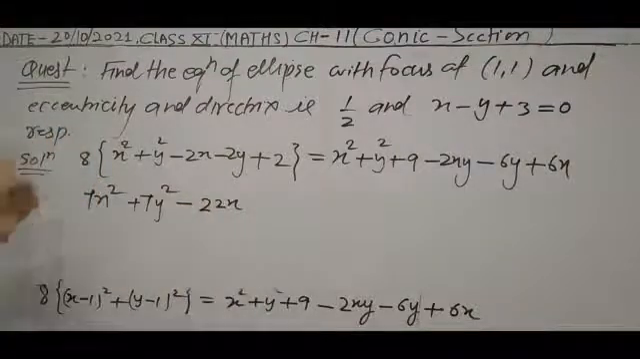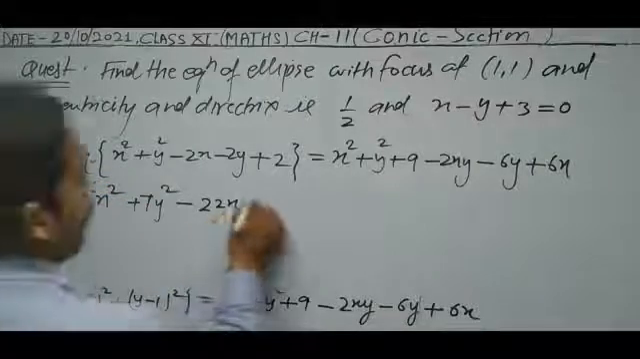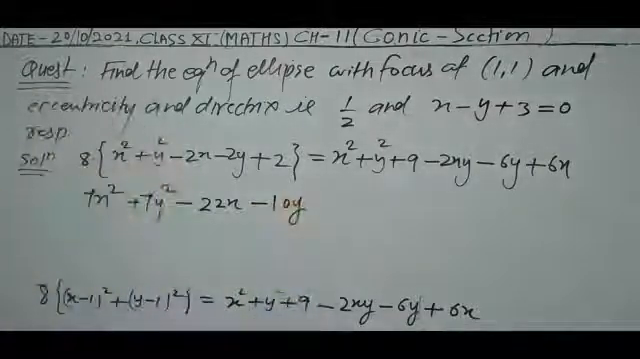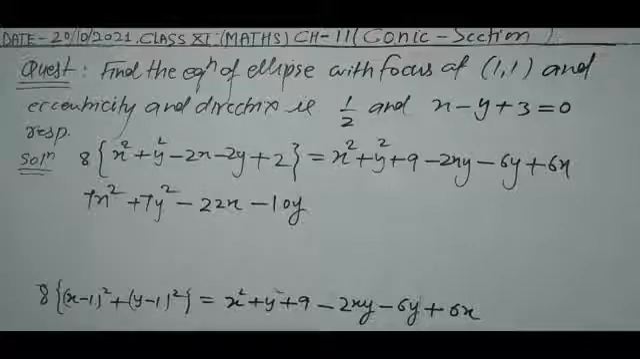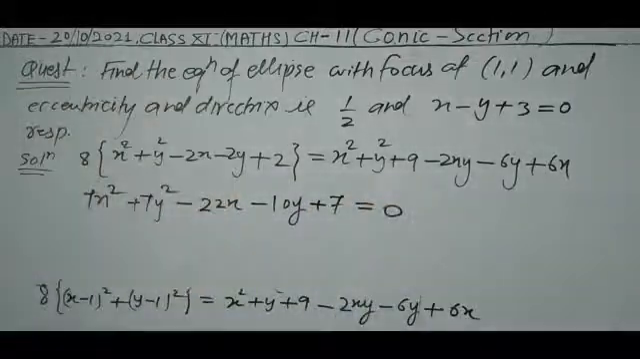And now minus 16y plus 6y, result will be minus 10y. And now plus 16 minus 9, result will be 7 is equal to 0. Now this is the standard or required equation of ellipse. Answer is 7x square plus 7y square plus 2xy.